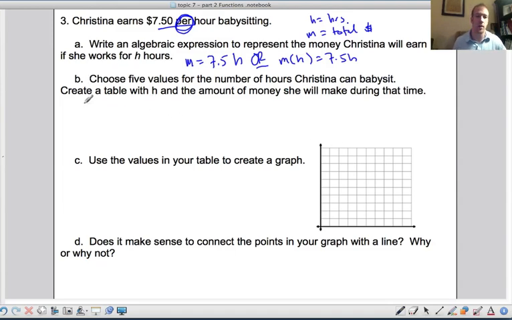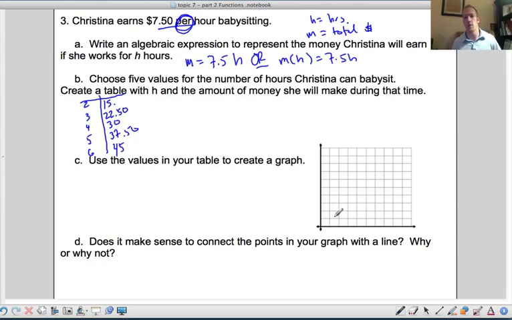Choose 5 values for the number of hours she can babysit, create a table, and graph it. So we got, let's say, 2, 3, 4, 5, 6. Why did I start at 2? I don't know. Why not? So if she babysat for 2 hours, that would be $15. Babysat for 3 hours, that would be $22.50. Babysat for 4 hours would be $30, $37.50, and $45.